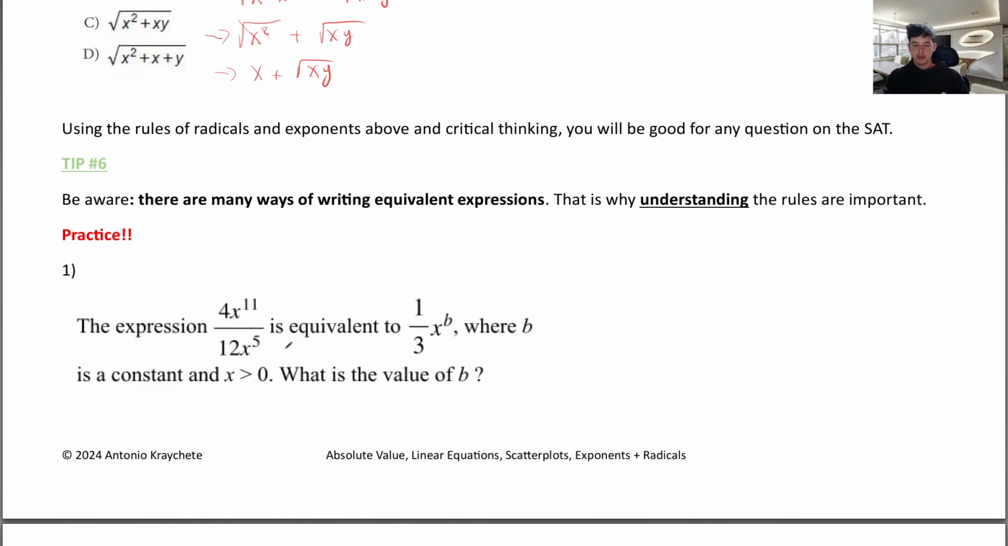Okay, so we got to simplify this because it's equivalent. I see that 4 and 12 is simplified to 1 and 3. The only thing they did is literally divided everything by 4. So divide by 4, this becomes 1. Divided by 4, this becomes 3. So that's where the 1/3 comes from, okay? And using the properties of exponents, we know if we divide same base exponents, we just have to subtract the exponents. So 11 minus 5. So that's equal to 1/3 x to the 6th power, and therefore b equals 6.